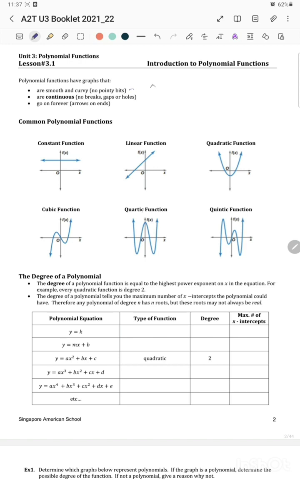There is nothing like this, no pointy bits. They are continuous, there are no breaks or gaps or holes. They go on forever, they have arrows on the ends. Okay. So what are the common polynomial functions?